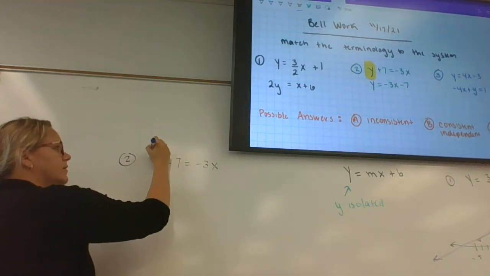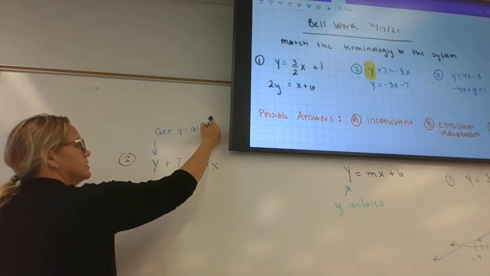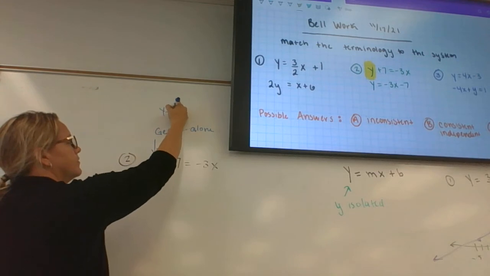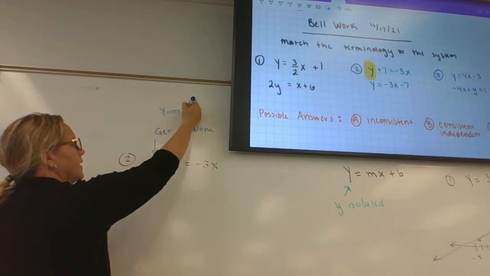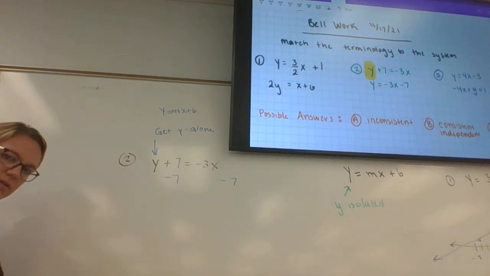So I need to get y alone, so that we're looking at slope intercept form. Yeah, we'll just minus 7 to the other side.